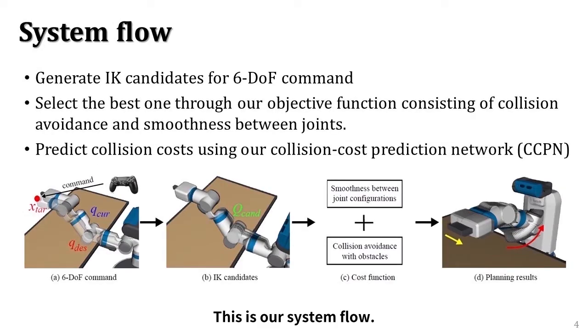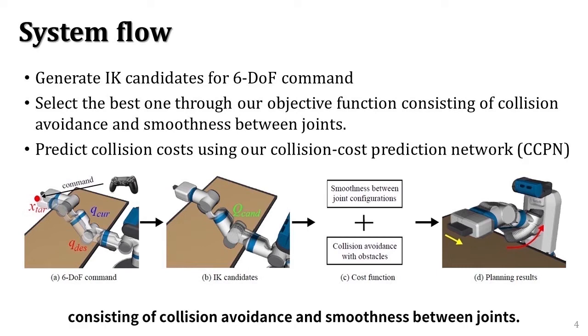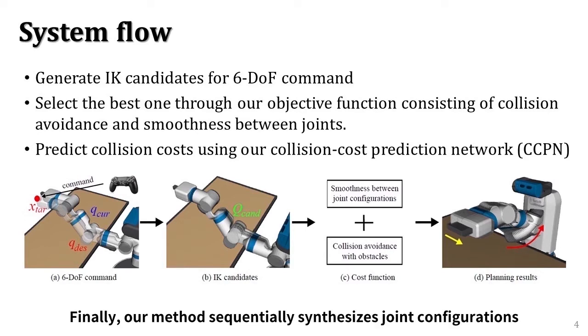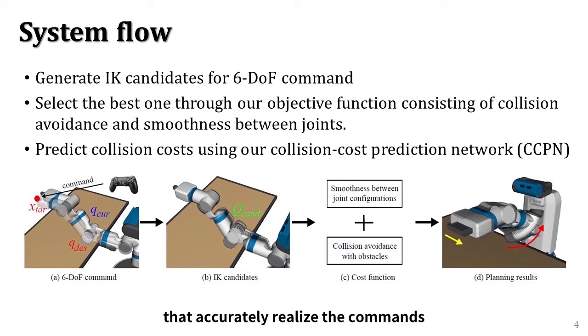This is our system flow. From the 6DOF command, we generate IK candidates like the figure B. Among the candidates, we select the best one through our objective function consisting of collision avoidance and smoothness between joints. The collision costs are predicted by our collision cost prediction network. Finally, our method sequentially synthesizes joint configurations that accurately realize the commands while avoiding collision and achieving smoothness.